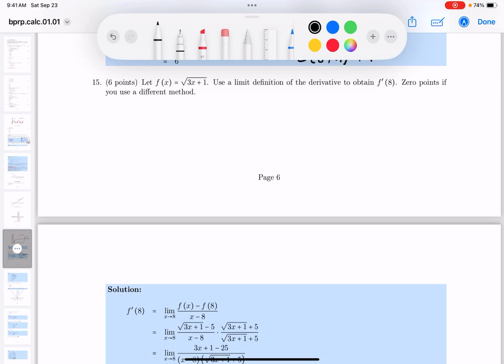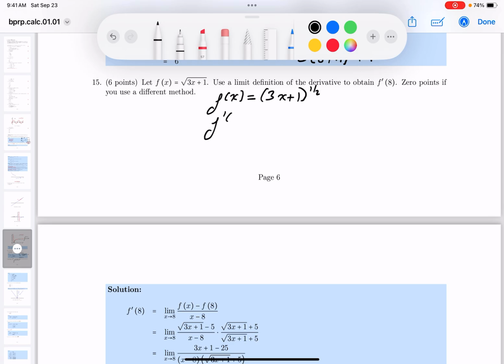Okay, so I want to point out, if you look at this, it says use the limit definition to get the derivative of f at 8. One thing I want to point out, if you do this on the exam and write down, oh, I'm going to do something different, I don't like that limit definition thing, and some students will do this. They'll write this as 3x plus 1 to the 1/2.